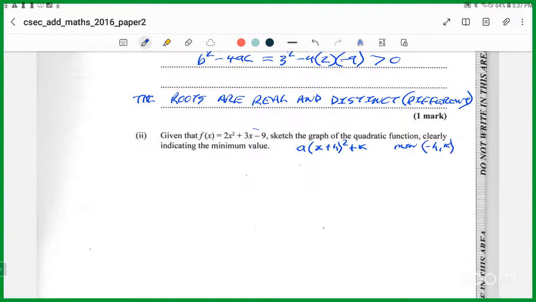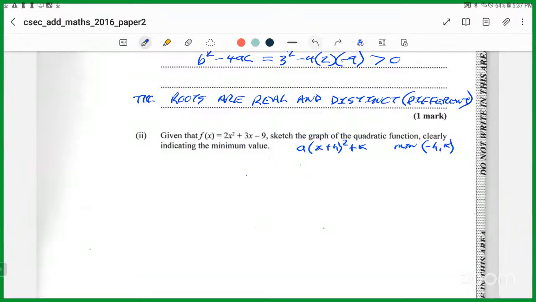So we're going to complete the square so we can see the k. Or there's another way to calculate the minimum value. They want us to sketch the graph and show the minimum point, so we need both values, the h and the k. A way to do it is to get it in this form so we can see what they are.